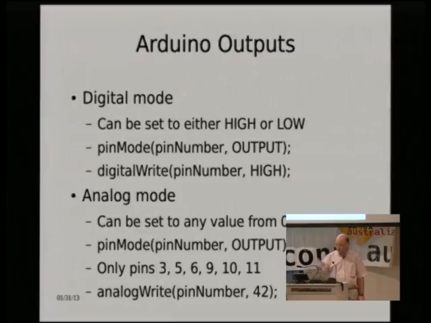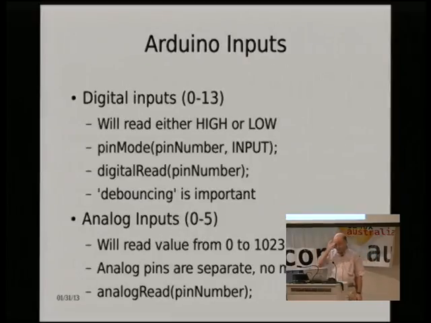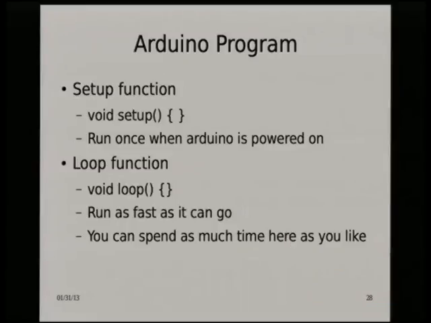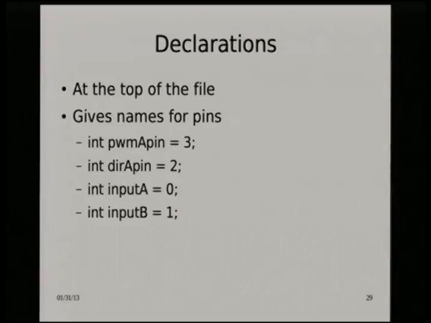You all know how that works. So we talked about the different kinds of outputs, analog inputs and analog outputs. We talked about digital inputs and analog inputs. I showed them the Arduino program, which is the setup function and the loop function. I talked about declarations. Of course, in Arduino, you don't have to use any declarations if you want to do simple programming.